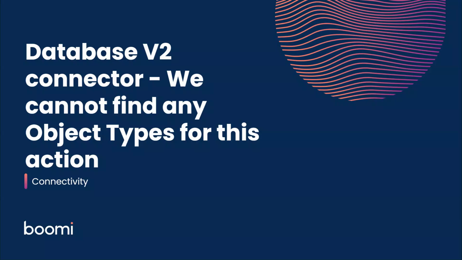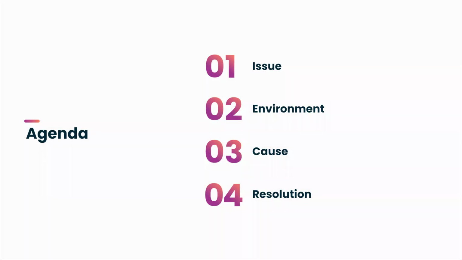Hi there. In this video, we will go over an issue where you've set up a database v2 connection, tested that it works, and you find that when moving on to importing your objects in the operation, you are encountering an error stating it cannot find the object types for the action selected. What we will go over here is the issue, the environment, the cause, and the resolution.